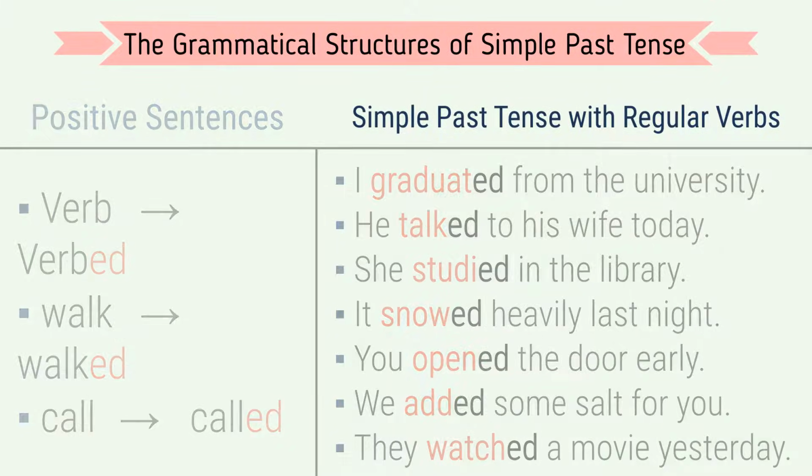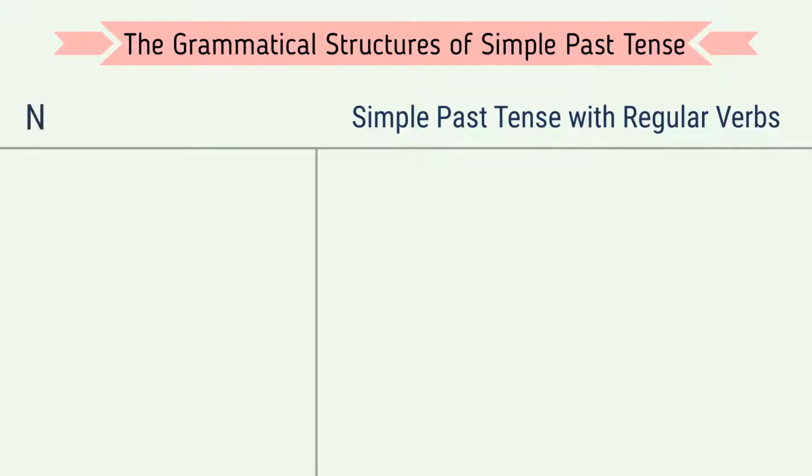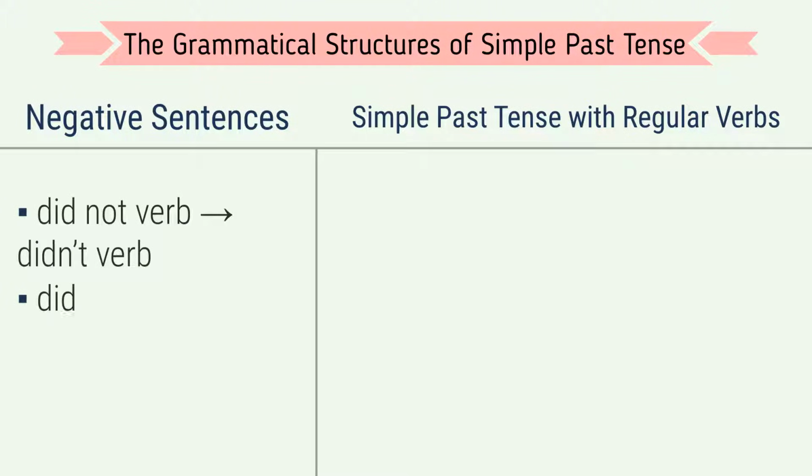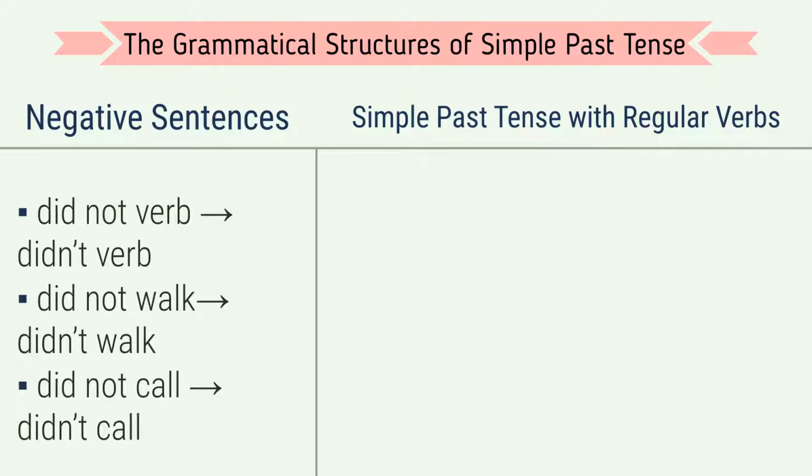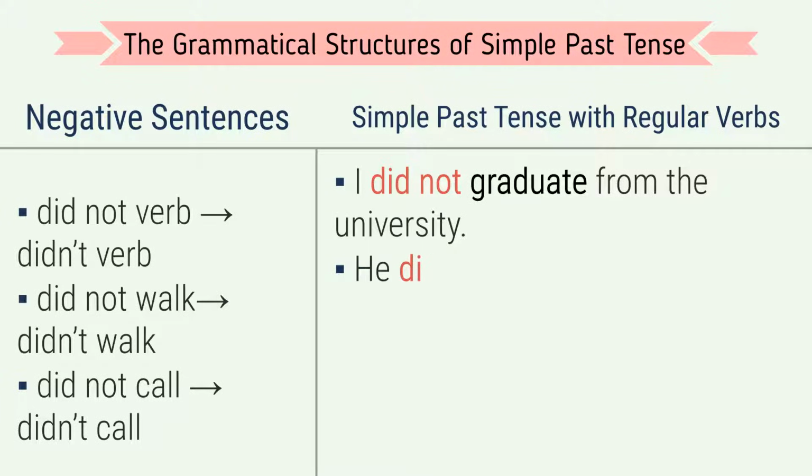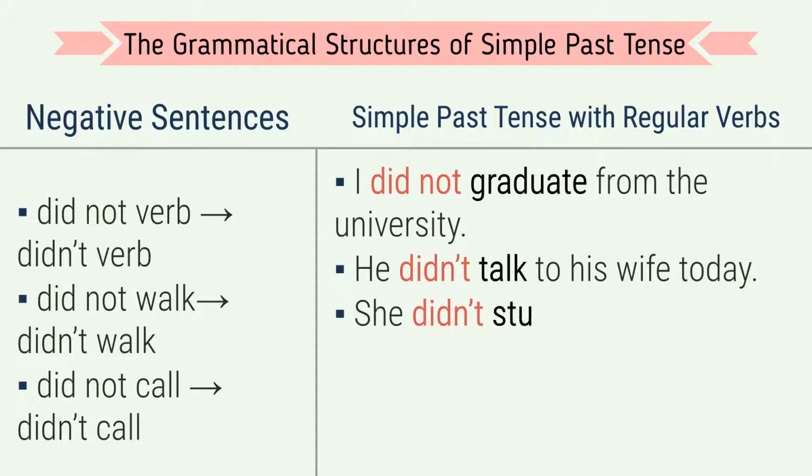When we have negative sentences in the past, we do not add ed because we add did not. Did not plus the verb. For example, I did not graduate from the university. Did not graduate, not did not graduated.